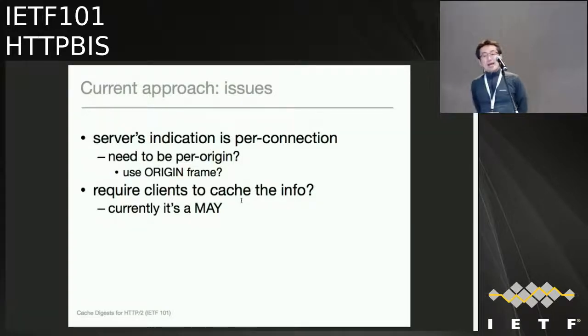So we have basically two issues. The server's indication is per connection, whereas in case of a server supporting multiple origins, we might want to make that decision per origin. So is that a good idea? Or in that case, should we use the origin frame in some form to indicate that? And the next issue is that should we require the client to cache the signal that the server sends so that it can always determine whether it should send a Cache Digest? So these are the two questions.